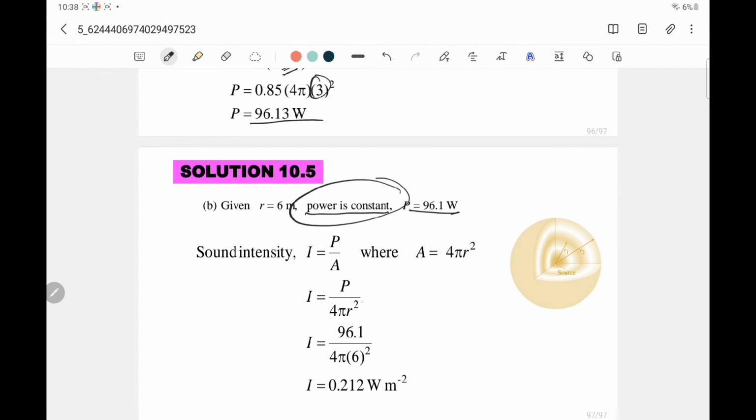So then you substitute r, which is 6 meters, into this equation, and then we'll have the sound intensity as 0.212 watt per meter squared.